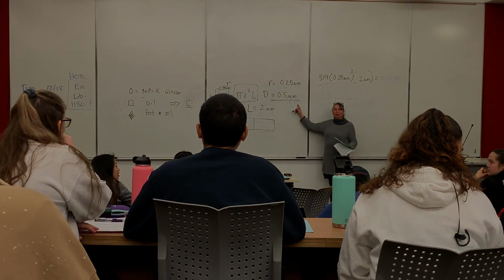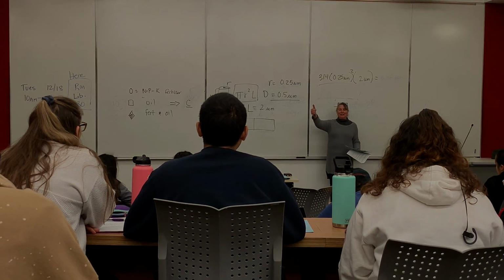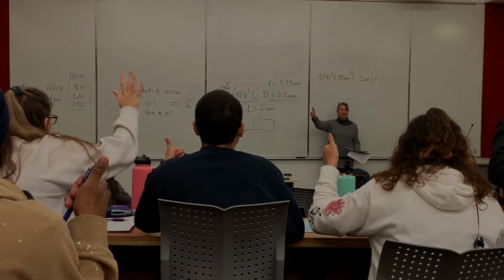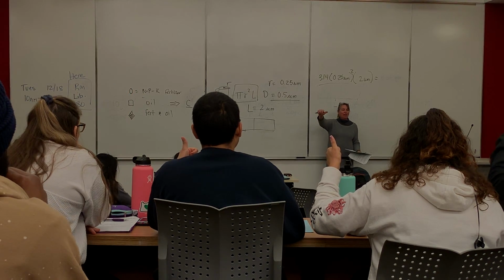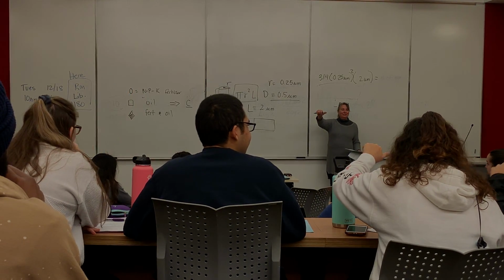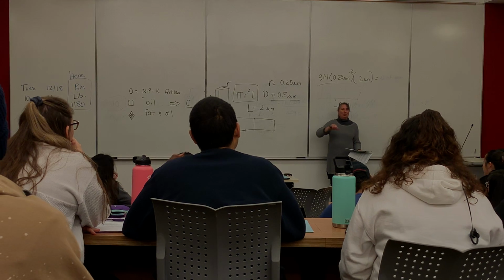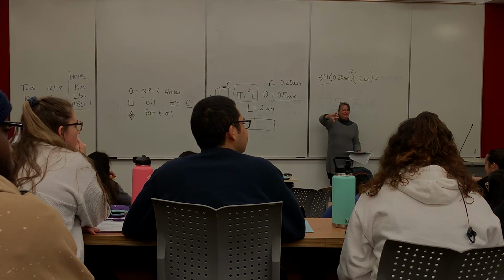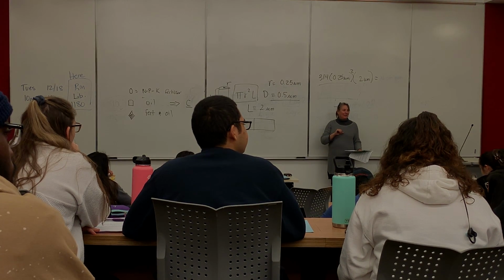Let's just do Martha's rules. How many people want to go with 0.5 for the diameter? Thumbs up, 0.5? Okay. Anyone who doesn't want to use 0.5? Okay, so most people are okay saying that the diameter is a half.